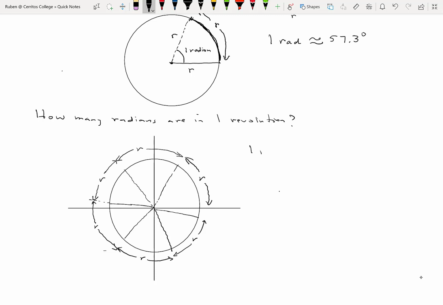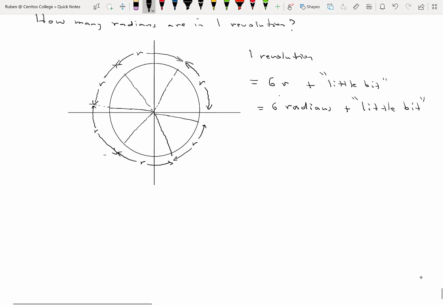So 1 revolution is equal to 6 radians, 6 times r, plus a little bit. And that's really unfortunate. Or 6 radians plus a little bit. That's just not cool. That destroys the radian as an intuitive counterpart to our angles measured in degrees.